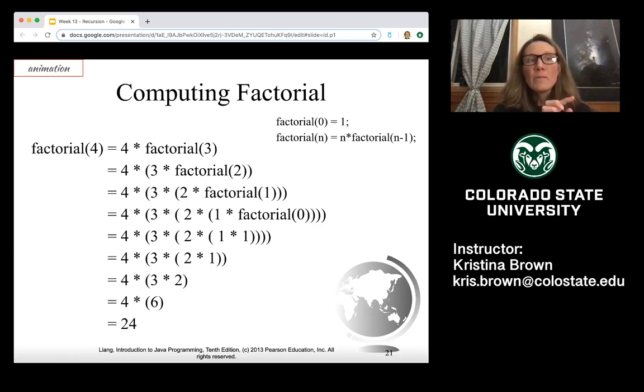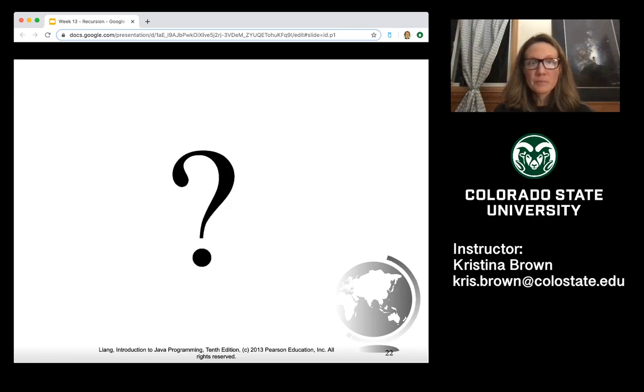So factorial of 4 equals 4 times factorial of 3, and then we're going to do 4 times 3 times factorial of 2, and then we're going to go down and break that down even further, okay? So you can see how we did that. But then we had to pop everything back off too, okay? So once we got down to our base case, then we had to go backwards and actually solve for the final answer.